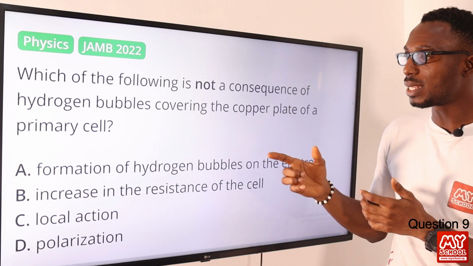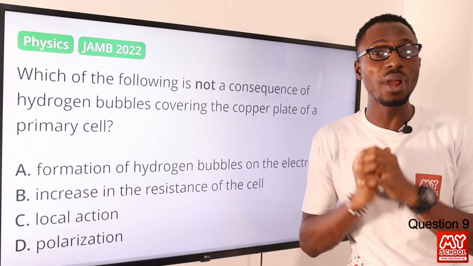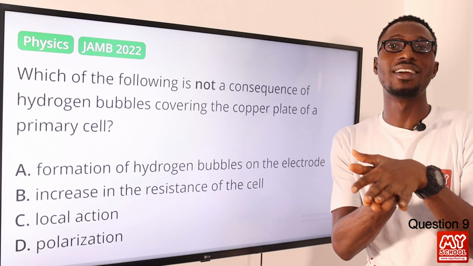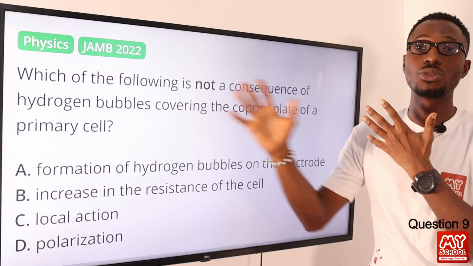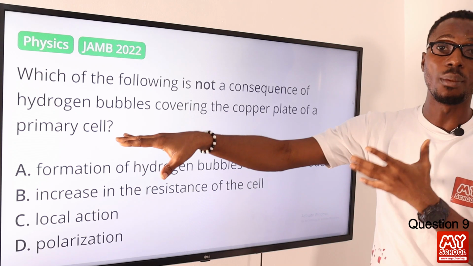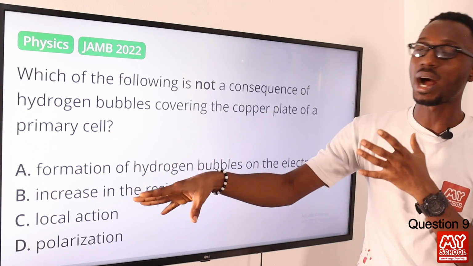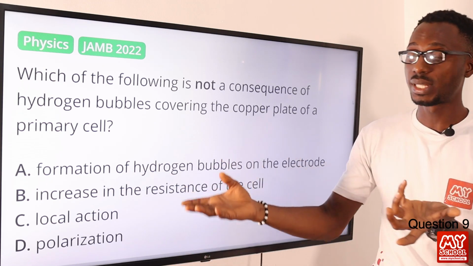All right, so look at C, local action. Of course, local action also involves hydrogen bubbles. However, the hydrogen bubbles actually gather around the zinc, not the copper. Because of the copper plate that's been talked about with hydrogen bubbles, the one that is not involved is actually this local action. So this should point to zinc, to be very specific. So option C is good to go.